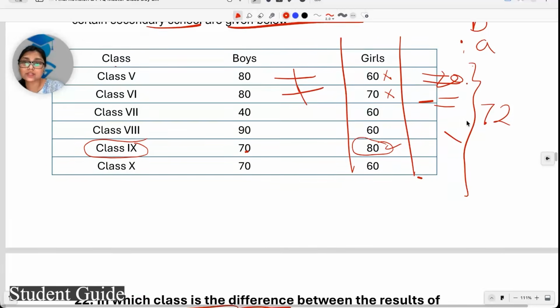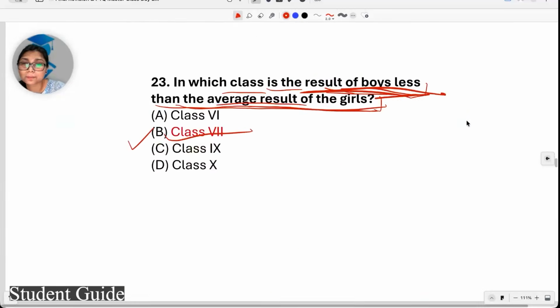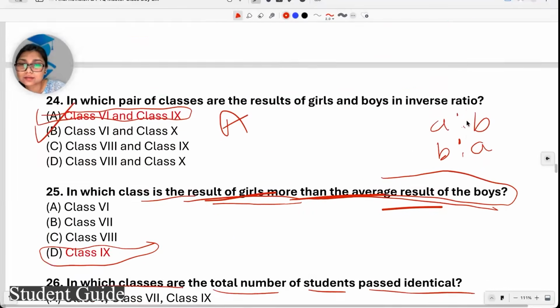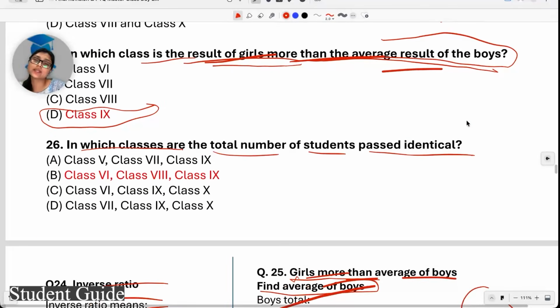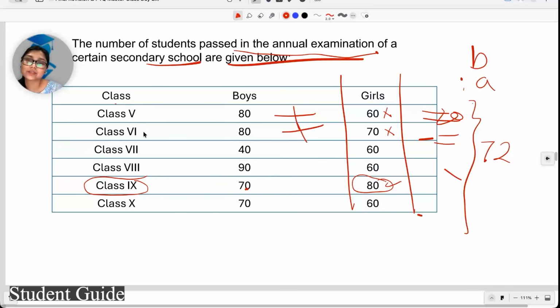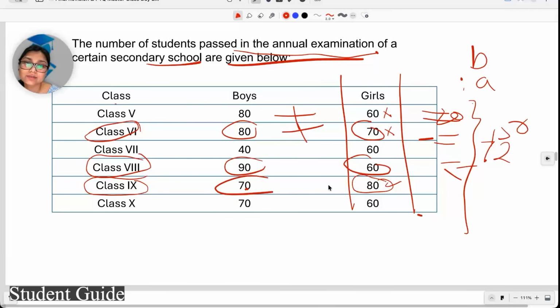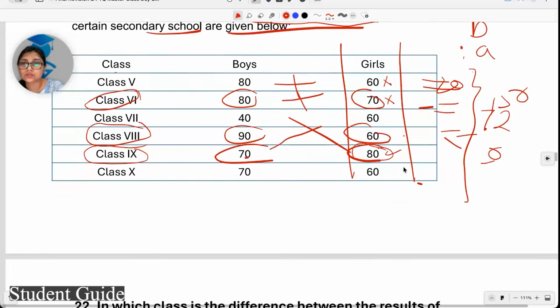We need to check the options before that. As the options have 3 classes, I have already mentioned that this particular class, this one and this one have the same total. For example, 80 plus 70, you get 150. Then this one, 90 and 60, the same 150. Then 70 and 80, which is identical also. So you get 150. That's the correct answer for this question.